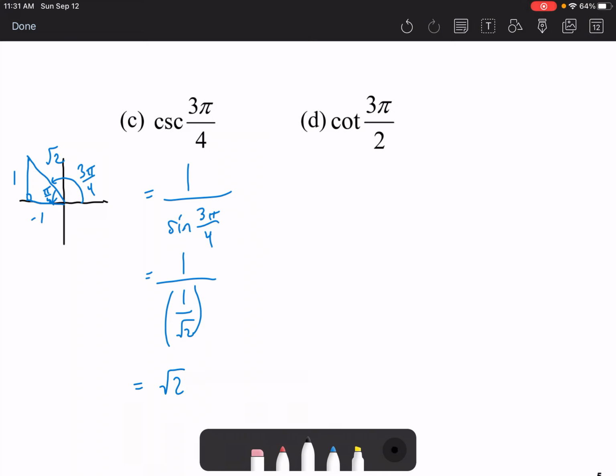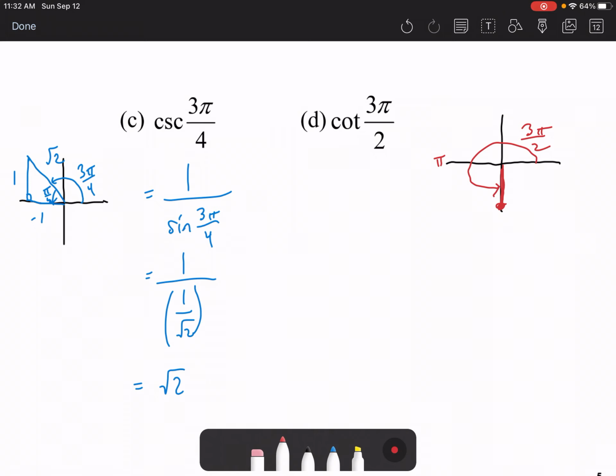Okay, let's try this last one. This one's a little bit trickier. Well, again, this is where pi is. 3/2 of pi, or 3 pi over 2, is actually right here. It's right on this axis.